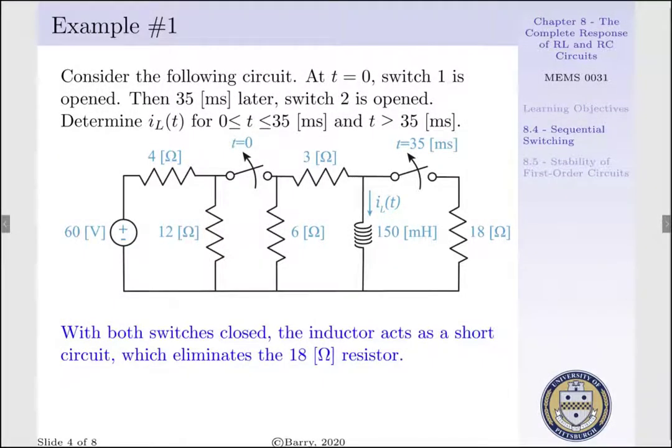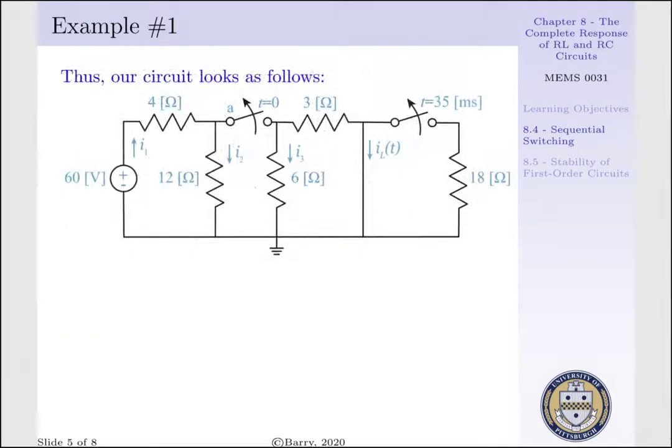We note that when both switches are closed, our inductor is going to act as a short circuit. That is, since there is no time rate of change of current going through our inductor, there is no voltage potential established across it, and thus our 18 ohm resistor is neglected from our circuit. Thus, our circuit will look as follows. From time t equal to minus infinity to 0, switch 1 is closed, and from time t equal to minus infinity to 35 milliseconds, switch 2 is closed. Since our inductor is acting as a short circuit, our 18 ohm resistor is bypassed.